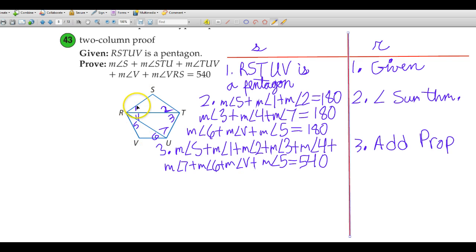Now we want to say what some of these angles of the pentagon are equal to, so we can substitute in our next step. So we have angle VRS would be angles 1, 4, and 5 added together. We also have angle TUV, this angle, we would get by adding angles 7 and 6 together. And we have angle STU, which we would get by adding angles 2 and 3 together. So that is the angle addition postulate. If we add these two angles together, we get this angle. Adding these two together, we get this angle, and so on.